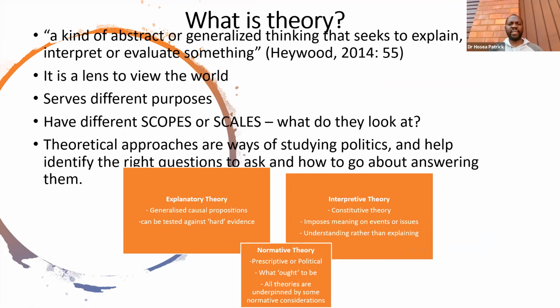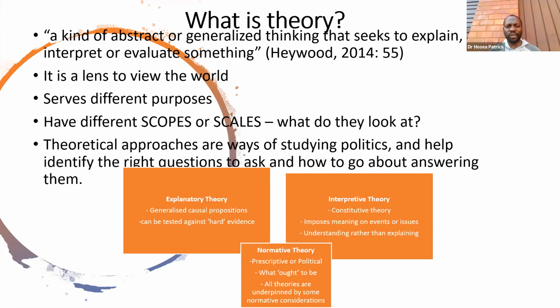So we said a theory is like a lens that we use to interpret the world, right? We used to view the world. That's what a theory is, right? And in the perception of the world as it is, within the premise of global politics too, we said there are theoretical approaches, ways in which we study politics, and it helps us identify the right question to ask. It also helps us identify how to go about asking those questions. So that's what the theory does. It helps us because now you have a way to evaluate, interpret, and predict a particular phenomenon. Theories also help us to identify the right question to ask.